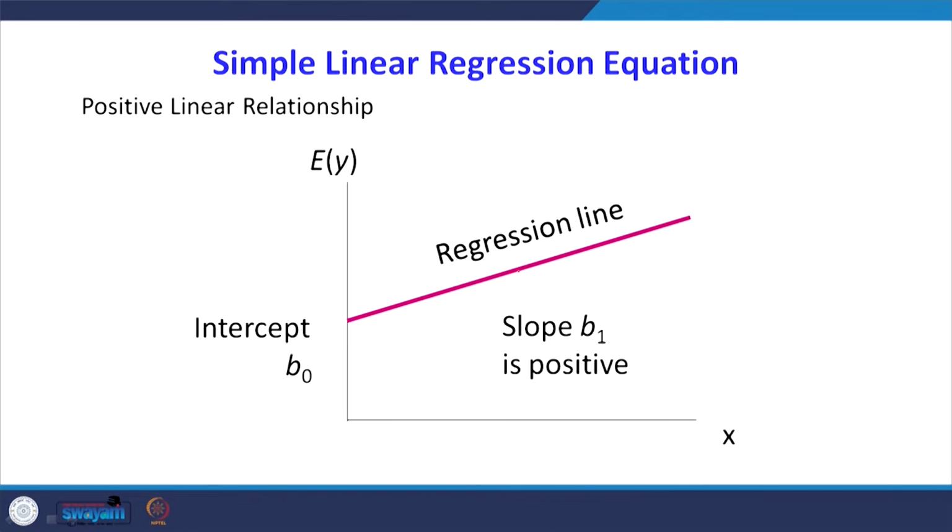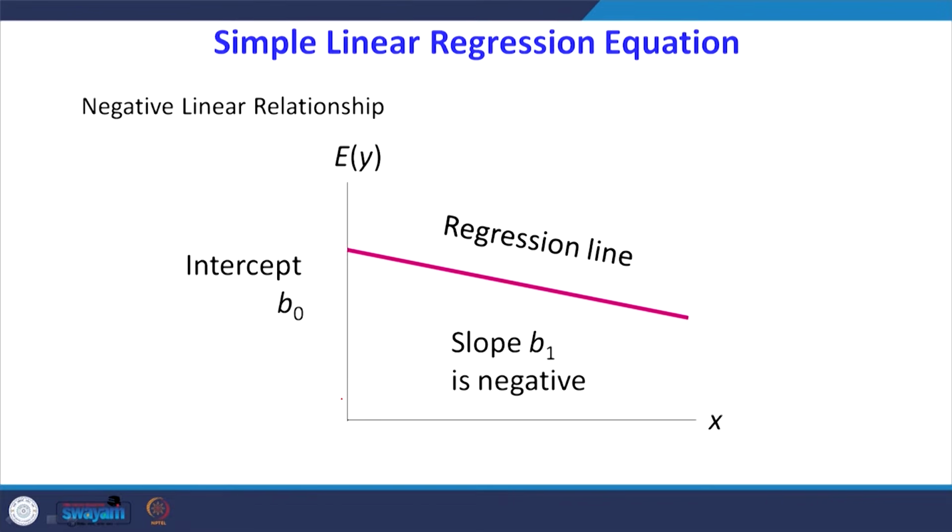In simple linear regression equations, this is an example of a positive linear relationship. You see in the x axis, whenever the value of x is increasing, the expected value of y is also increasing. So, the slope beta 1, this b1, is positive. The intercept, so this distance is your b0.